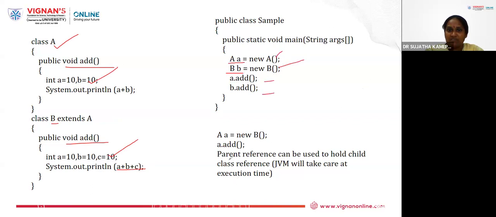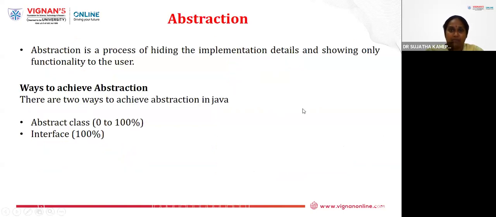Right. So now parent reference. Whatever parent we are using, that parent reference can be used to hold the child class reference, right? So automatically the JVM will take care of which method is to be accessed, which method is to be executed. So both are add only. If I call add here, with whichever reference I call, that method can be accessed, right? So like that, the accessing of methods takes place.